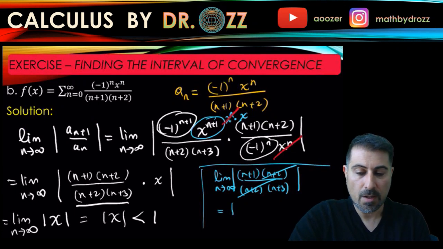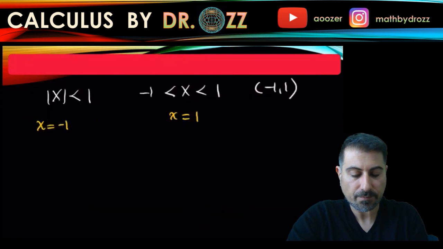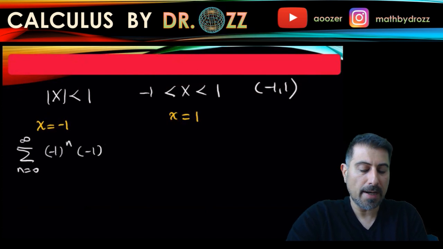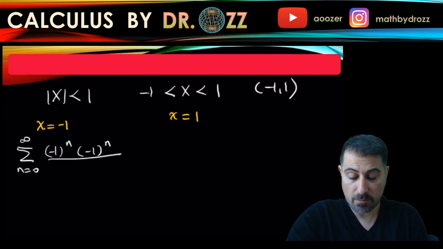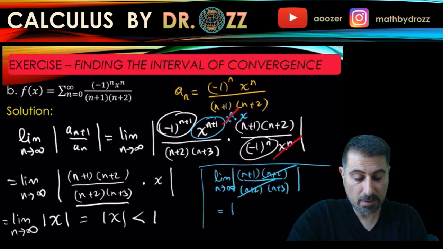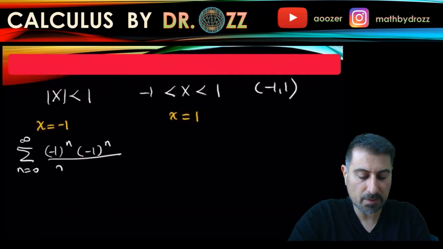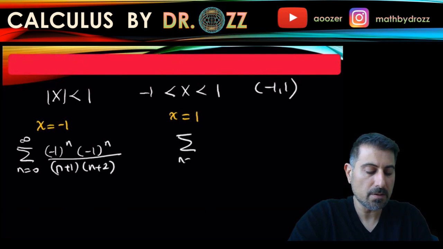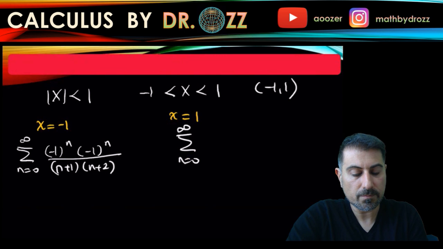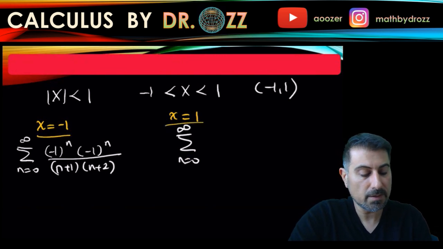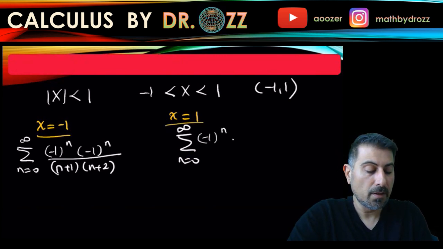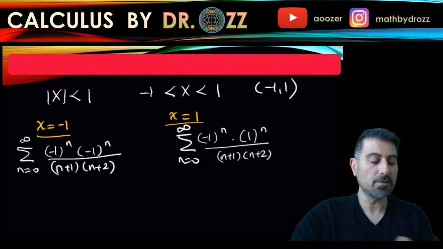So why don't we do it? For x equals -1, the series looks like (-1)^n times (-1)^n, divided by (n+1)(n+2). And the other one is (-1)^n times 1^n over (n+1)(n+2).